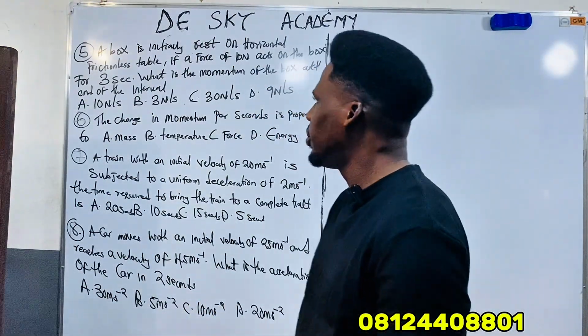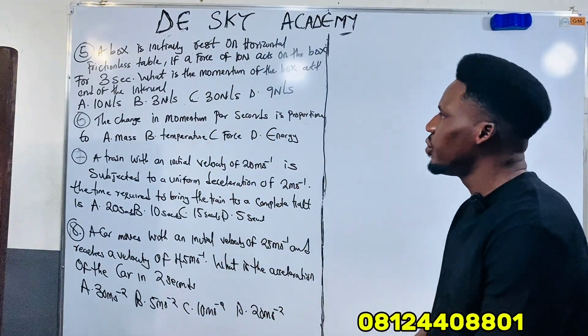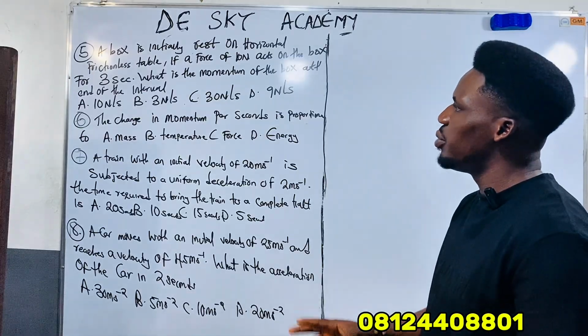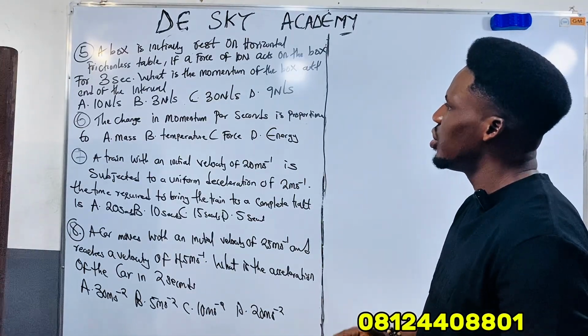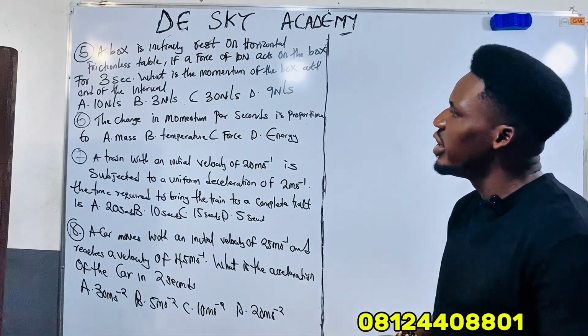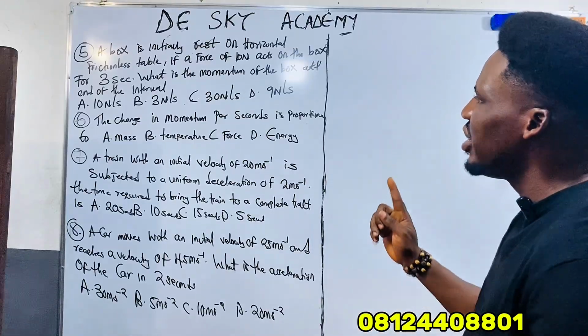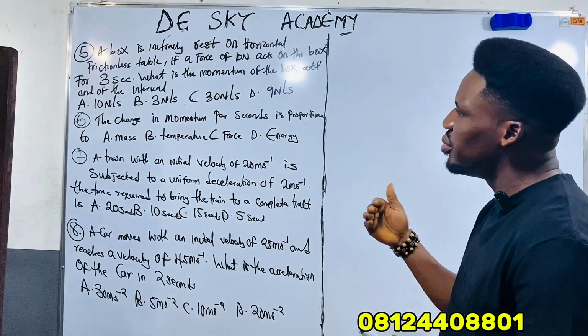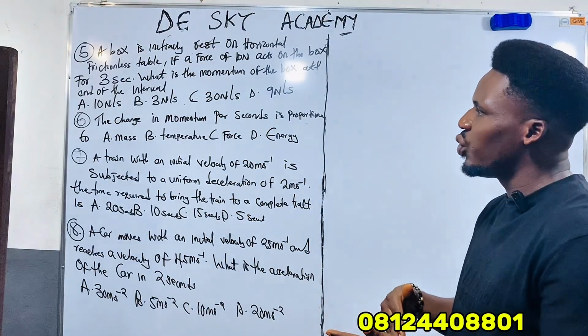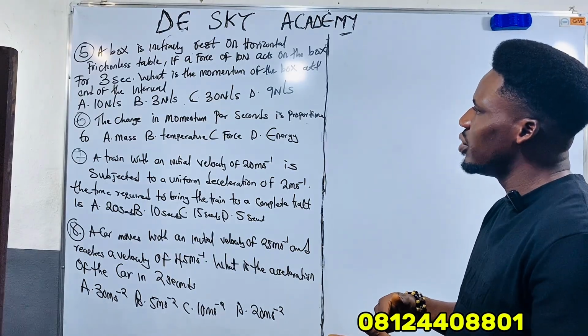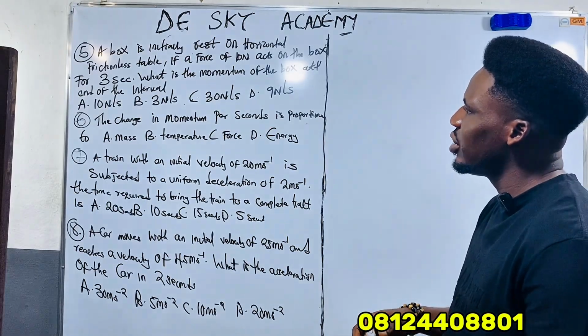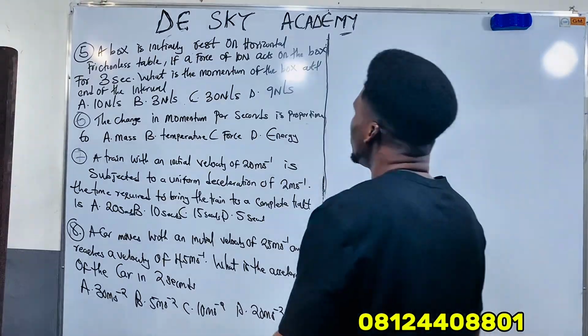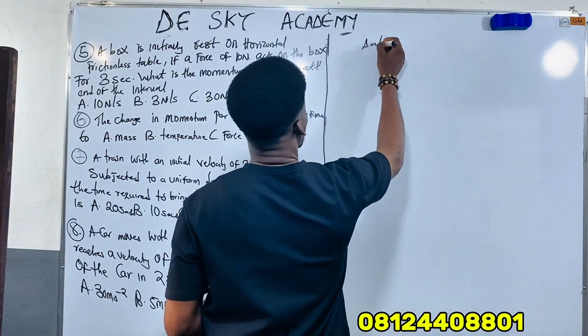All right. Welcome to question 5. In question 5, they say a bus is initially at rest on a horizontal frictionless table. If a force of 10 Newton acts on the bus for 3 seconds, what is the momentum of the bus at the end of the interval? So the first thing you do is to bring out your data.